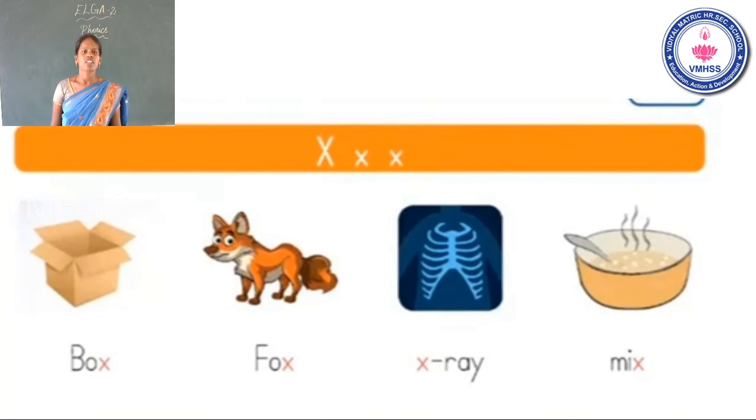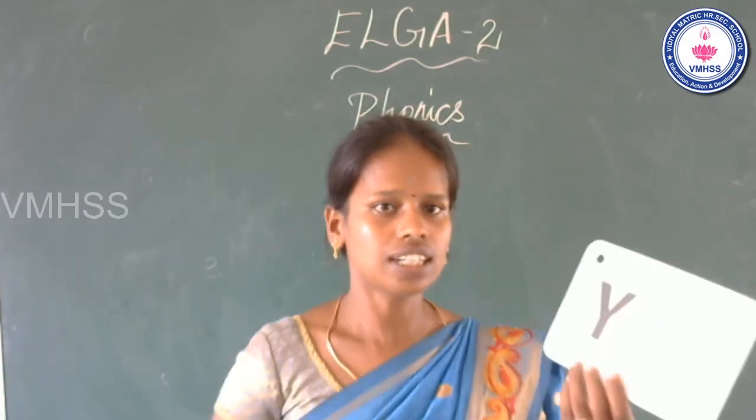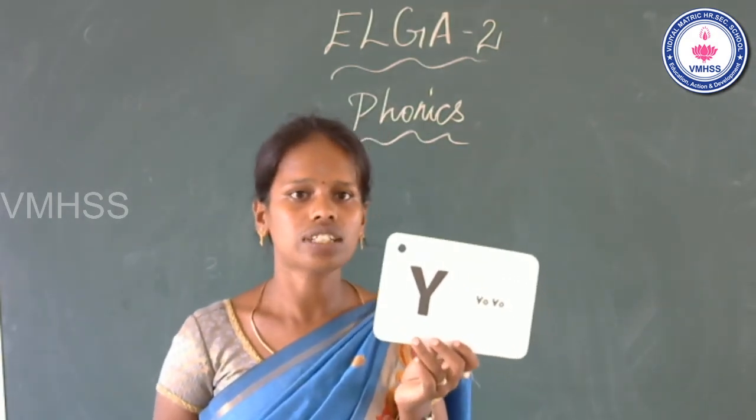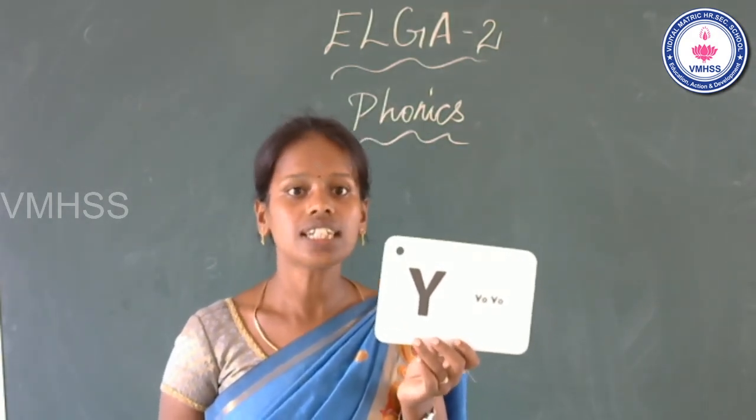Once again read it. Please follow me. First one, box. Second one, fox. Third one, X-ray. Last one, mix. Mix. It's clear? Now go to the next letter. Okay. What is the next letter, students? Yes, the letter Y. Okay. See the flashcard. The name of the letter Y, the sound of the letter Y.